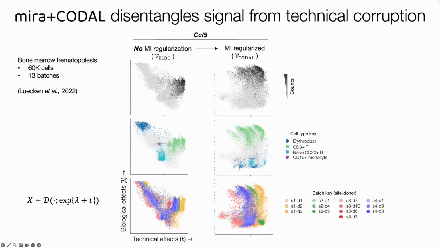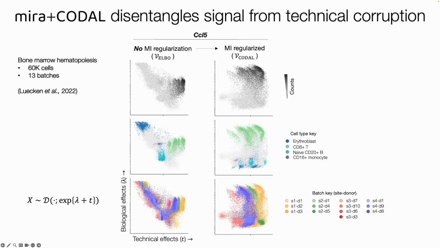Simply adding the mutual information regularization, or using the CODEL objective, one can see that biological and technical effects are rendered essentially independent. Cell types are stacked according to increasing CCL5 expression, while batches are arrayed according to basal CCL5 counts within them. Importantly, CD8 T cells are shown to have the highest CCL5 expression, as expected. In summary, by regularizing the relationship between biological and technical effects in the generative model, CODEL disentangles signal from mostly independent sources of technical noise.